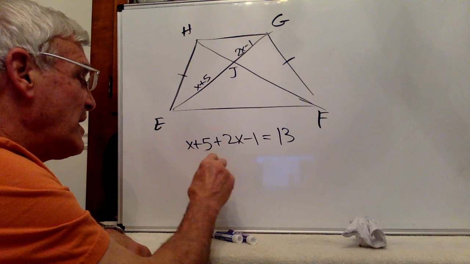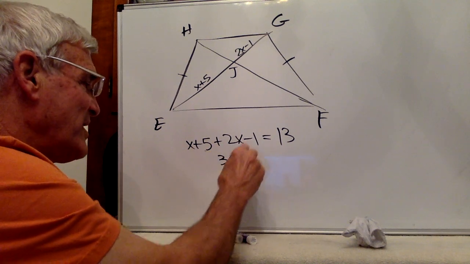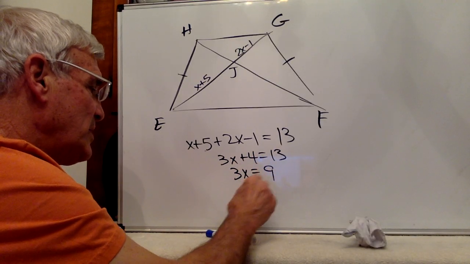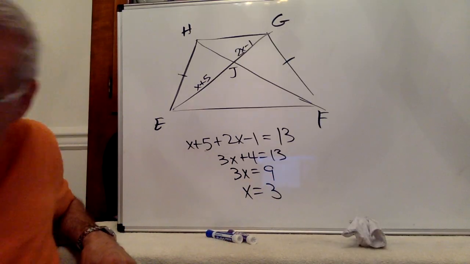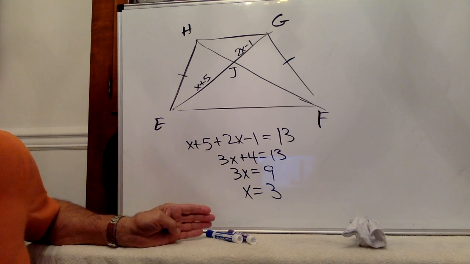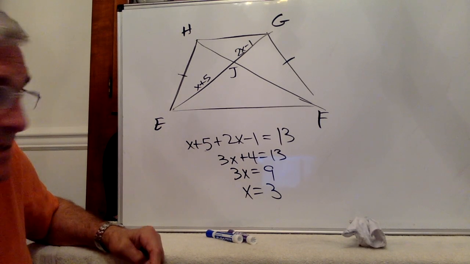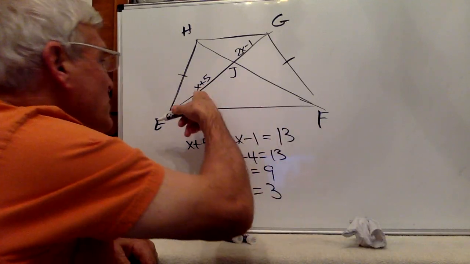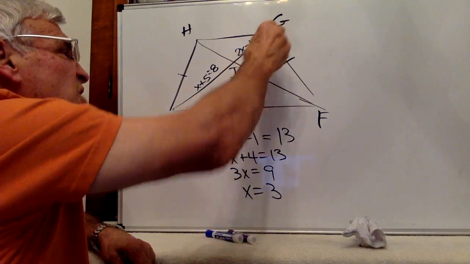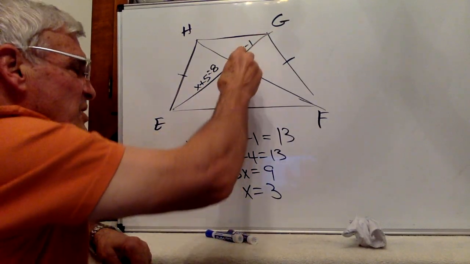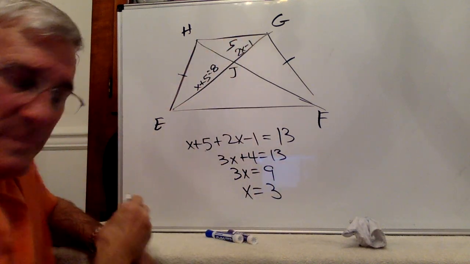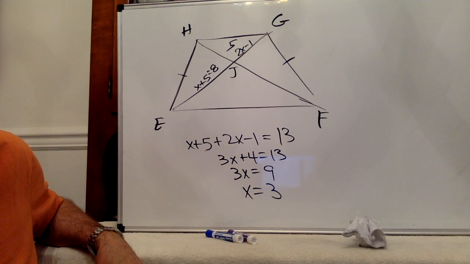So I've got x plus 2x is 3x. 5 minus 1 is plus 4 equals 13. So 3x is equal to 9. X equals 3. Okay, if you stop there, you're absolutely totally correct to this point, but that wasn't the question. They wanted EJ. Well, EJ is equal to x plus 5, which is 8. They wanted JG, I believe, which is 2 times 3, 6. 6 minus 1 equals 5. And they wanted HJ.